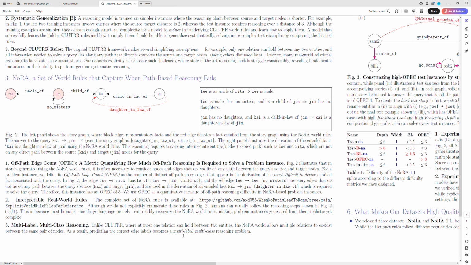And let me just begin by recapping what we went over last time. So we went over this Nora problem instance, and I highlighted that you need to consider information that does not occur on any path between the source and target node to solve this problem instance.